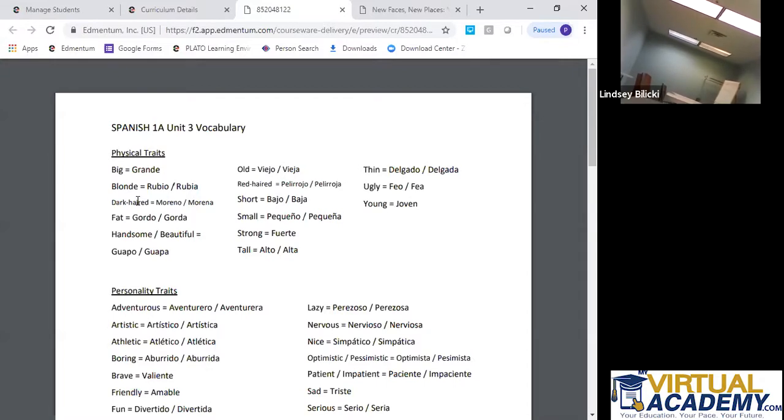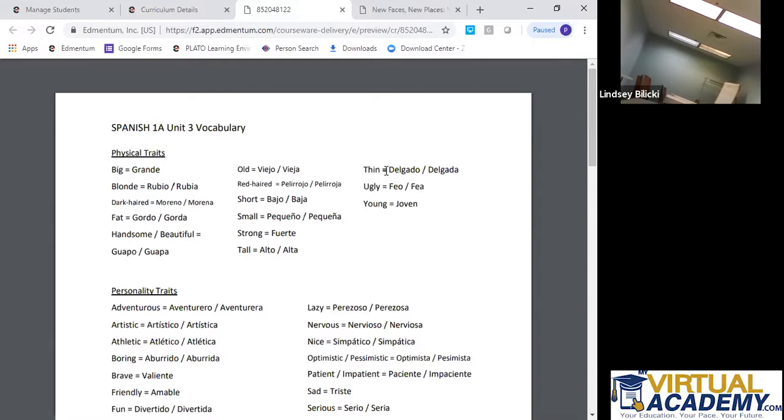I'll get to that in a second. For dark-haired, you'll have moreno and then morena. For fat, you have gordo and gorda. For handsome or beautiful, you have guapo and guapa. For old, you have viejo and vieja. Red-haired is pelirrojo and pelirroja. Remember, the A again is for the female. To be short is bajo, baja. Small is pequeño, pequeña. Strong is neutral, so it's for either masculine or feminine. It's the same. It's fuerte. Tall is alto, alta. Thin is delgado, delgada.